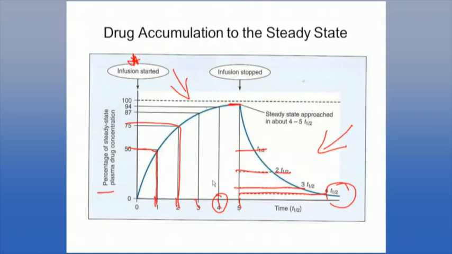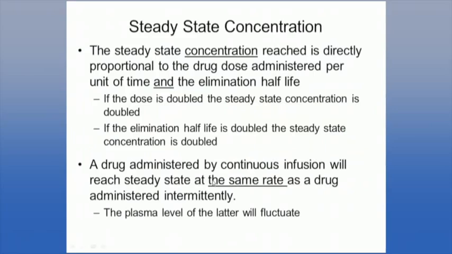So what I would like you to take home from this slide is how, knowing the half-life of the drug, we're able to estimate how long it takes to get to steady-state concentration and how long it takes to excrete drugs. This concept of half-life is critically important and one that I would really like you to have a good understanding of. The steady-state concentration reached is directly proportional to the dose of the drug administered per unit of time and the elimination half-life, right? Concentration impacts elimination, etc.